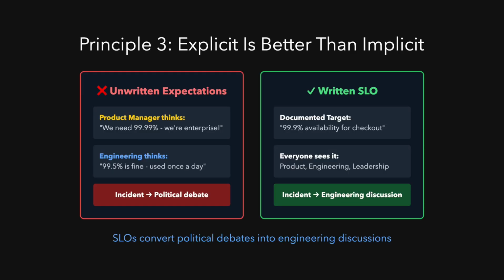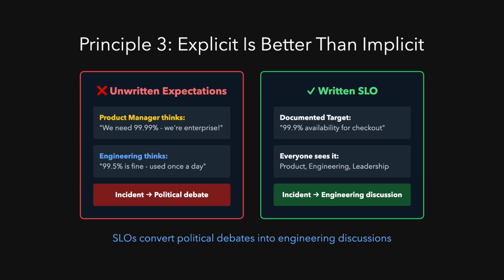Third principle is explicit is better than implicit. Unwritten expectations create conflict. Product manager thinks we need 4 nines reliability because it's an enterprise product. Engineering lead thinks 99.5 is fine, because it's a B2B tool used once a day. Neither wrote it down. Neither had the explicit conversation. And when an incident happens, it becomes political. Whose expectations were right? SLOs force this conversation up front.